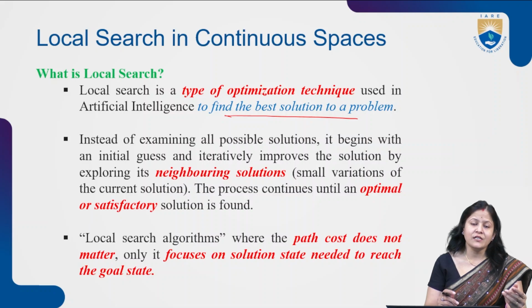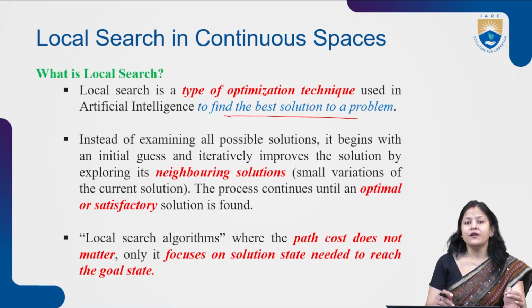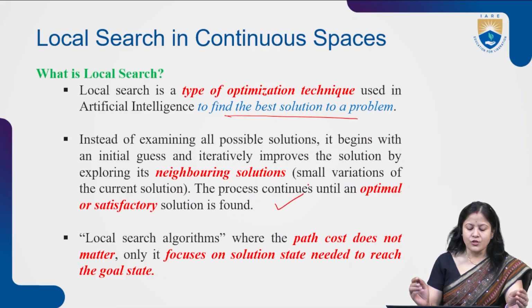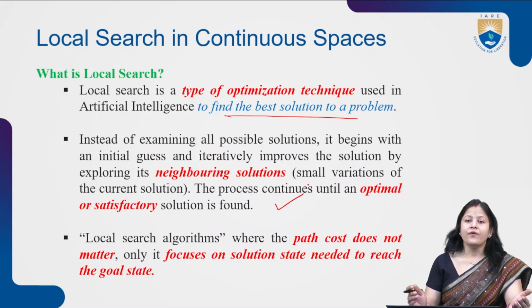So local search is a type of optimization technique which is used in artificial intelligence to find the best solution among all possible solutions. Instead of examining all possible solutions, it begins with an initial guess and iteratively improves the solution by exploring its neighboring solutions. The process continues until an optimal or satisfactory solution is found. In a local search algorithm, the path cost does not matter.